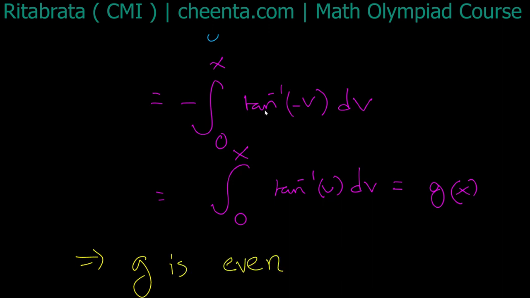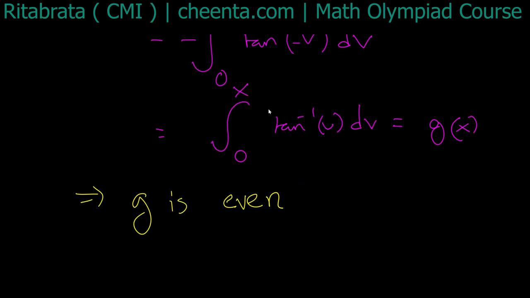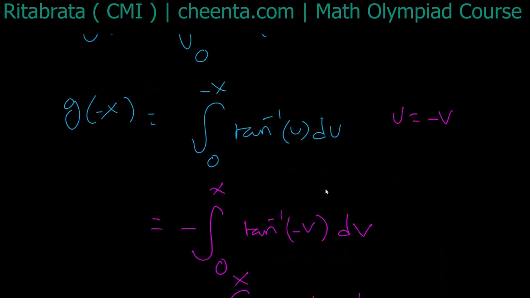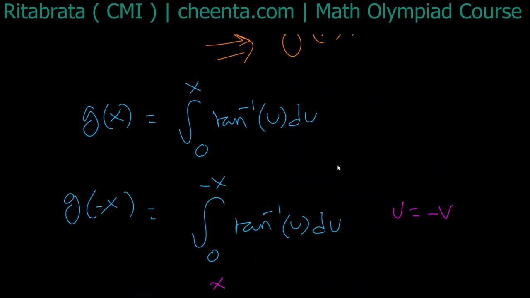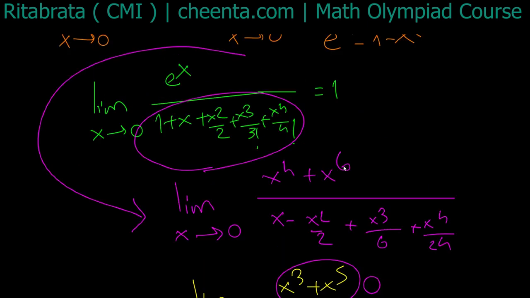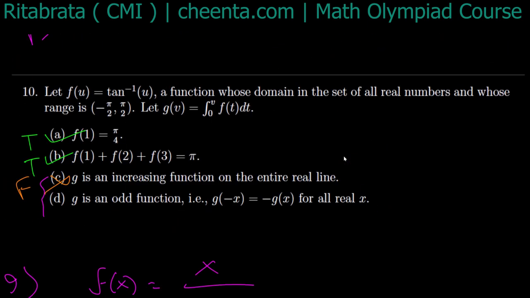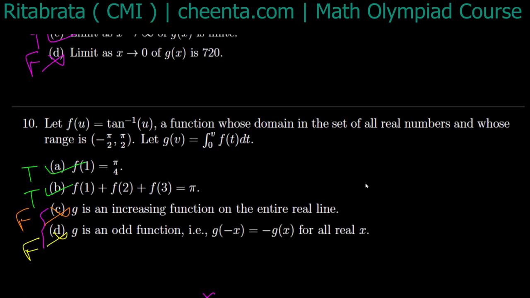You can also use an important fact: if the derivative of a function is even, then the main function is odd, and vice versa. If the derivative is odd, the main function is even. As g's derivative was tan inverse, and tan inverse is odd, g must be even. You can also conclude it directly in this way. So this is also false. So my first two statements are true and the last two statements are false. And we are done. This ends the solution.